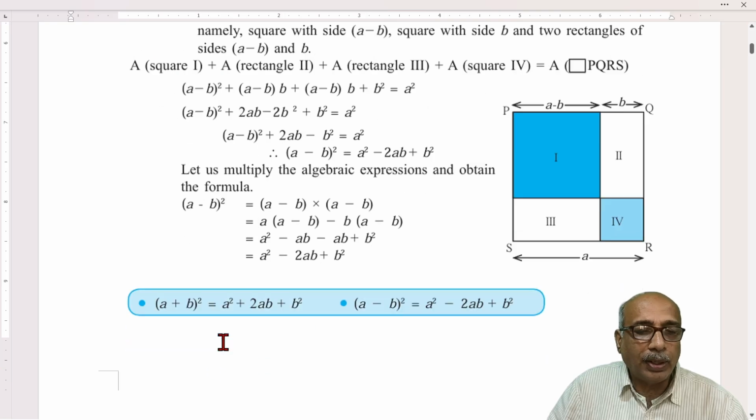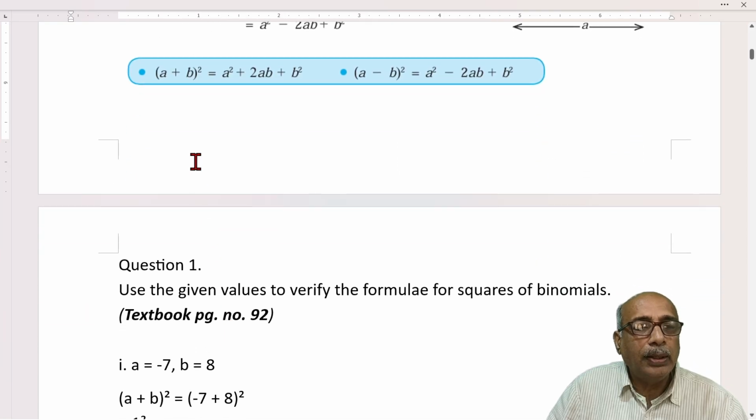So we have studied the two formulae here. Expansion: (a plus b) whole square equals a square plus twice ab plus b square, and (a minus b) square equals a square minus twice ab plus b square. Only the difference: here it is plus, so here it is plus; here it is minus, so here it is minus.